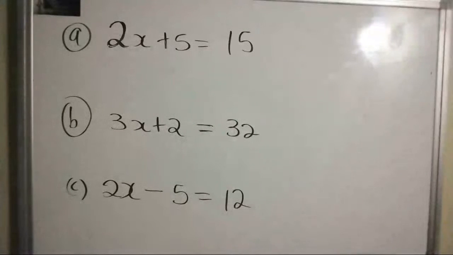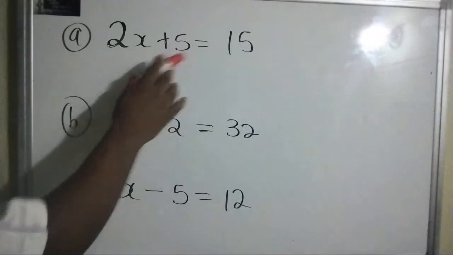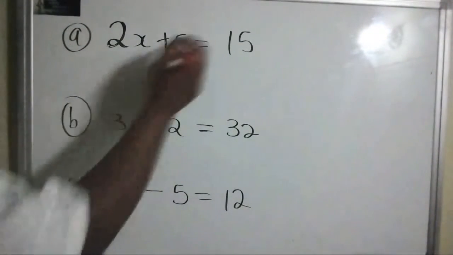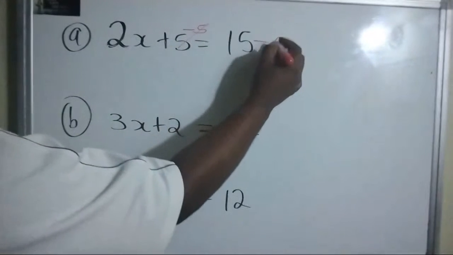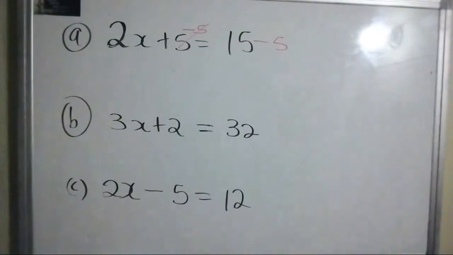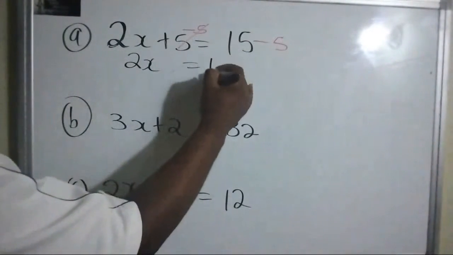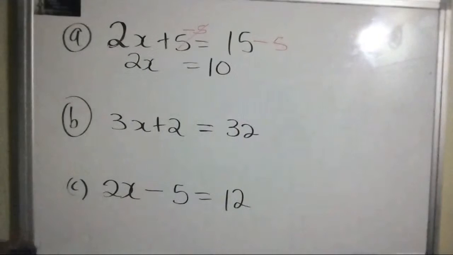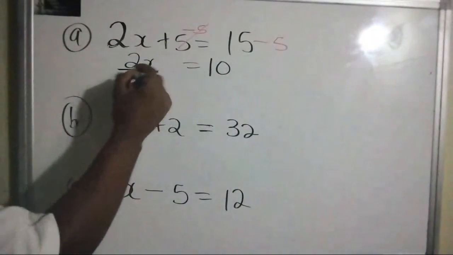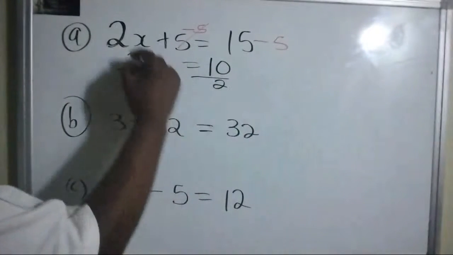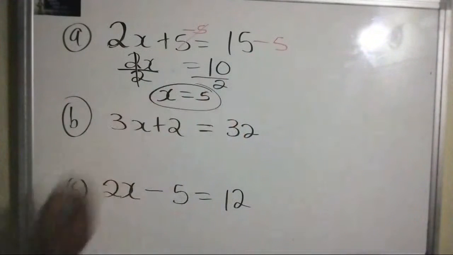So let's work it out. This means 2 multiplied by a number, then add 5, and we get 15, right? So we take the inverse. We subtract 5 from both sides. So we get 2x equals 10, right? And this is saying 2 multiplied by what number gives you 10? And we know that it is 5. So we divide both sides by 2. So x is equal to 5.